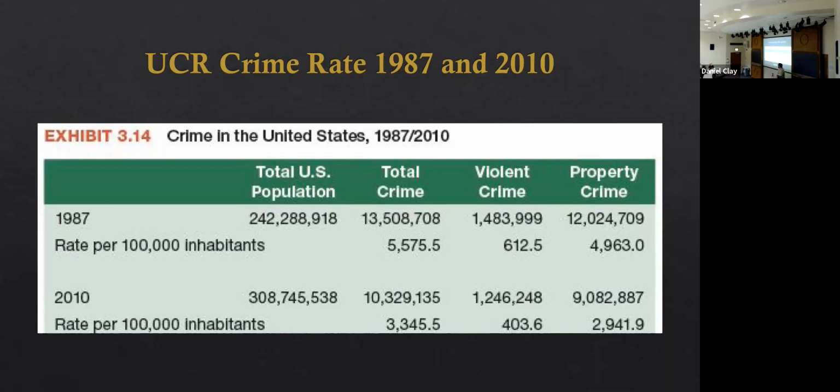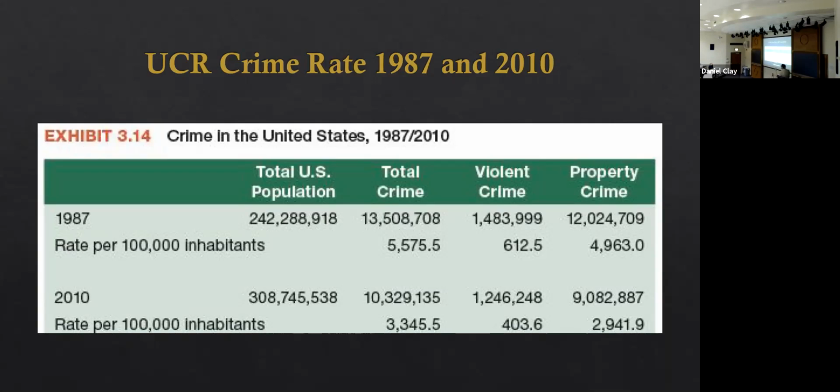What this chart shows us is, here's our population. Population, all crimes reported to the police, all violent crimes reported to the police, all property crimes reported to the police, per 1,000 inhabitants. So that tells us that total crime in the United States, in 1987, there were 5,575.5 crimes that occurred for every 100,000 people living in the United States.